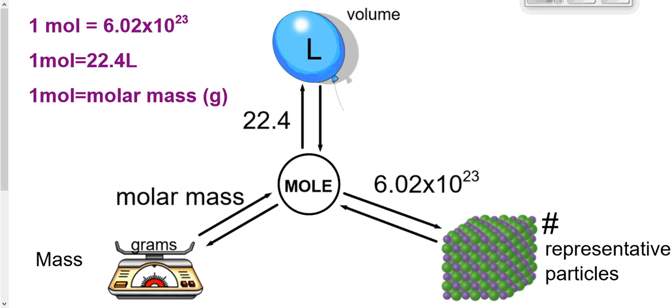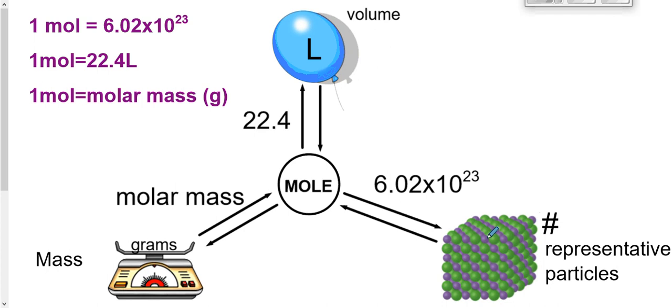Hey, grade 11s. We've been talking about the mole and different ways we can measure it. We know that the mole is a grouping. It's a grouping that contains 6.02 times 10 to the 23rd particles. So 1 mole is equal to that many particles. But that wasn't a very convenient way to measure it. It's just more of a definition of what a mole is.